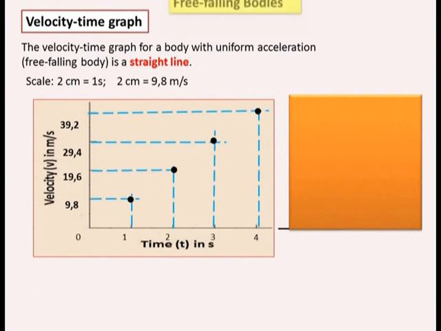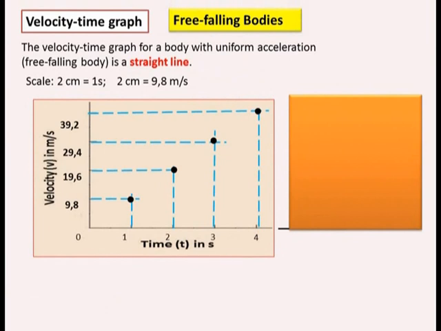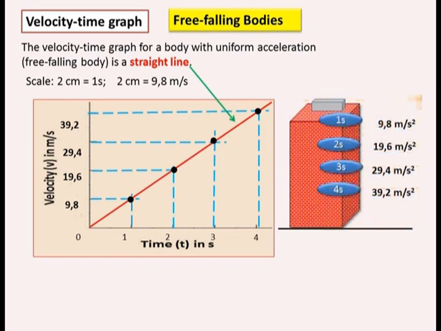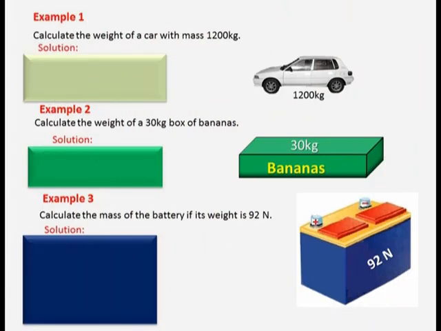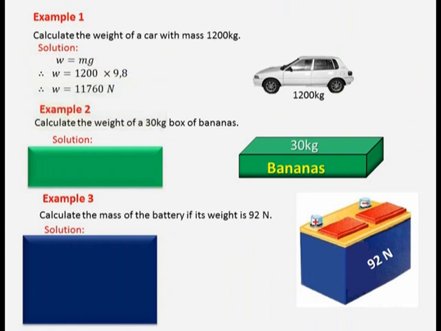Velocity time graph. The velocity time graph for a body with uniform acceleration, that means free-falling body, is a straight line. Calculate the weight of a car with a mass of 1,200 kgs.